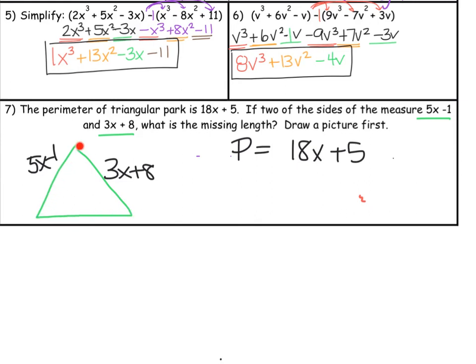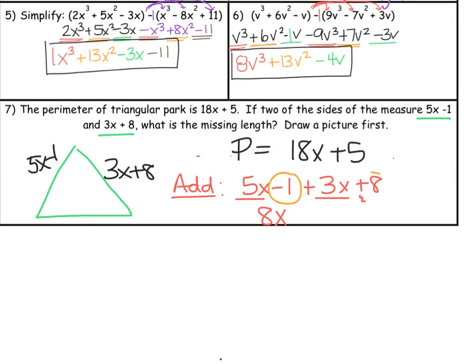If I add up all three sides, I get the perimeter of the triangle. So I would get 18x plus 5. But I only have 2. So what we're going to do first is add those two sides. So we're going to add 5x minus 1 plus 3x plus 8. Combine like terms, 5x plus 3x is 8x. And then a minus 1 and a plus 8 is a plus 7.